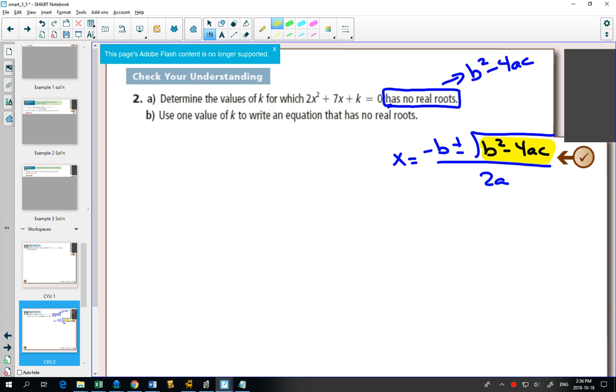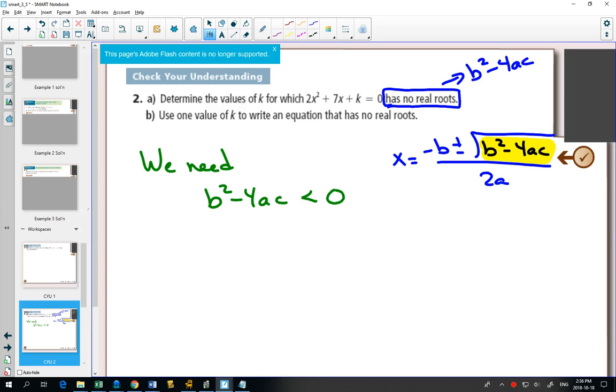What do we need? We need the b squared minus 4ac. If it's going to have no real roots, we need this to be negative. How do we write that mathematically? By saying that it has to be less than 0. Are you okay with less than 0 meaning negative?